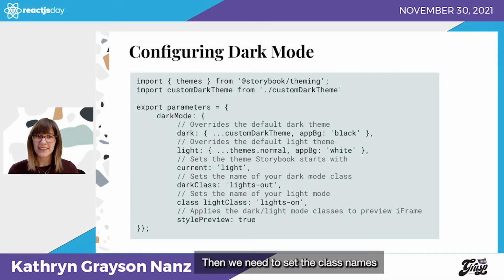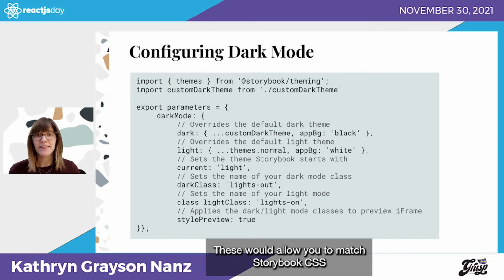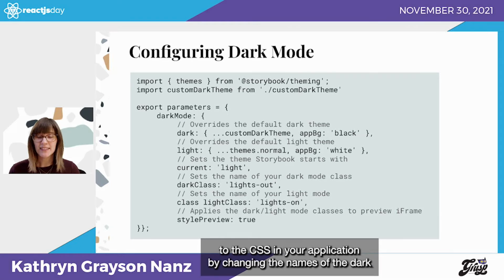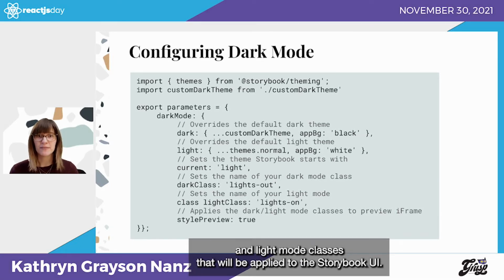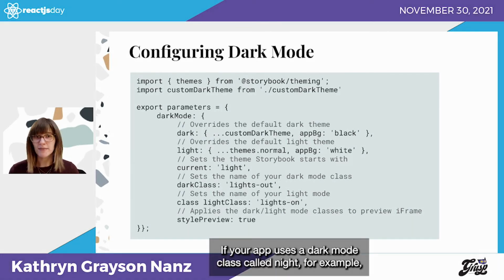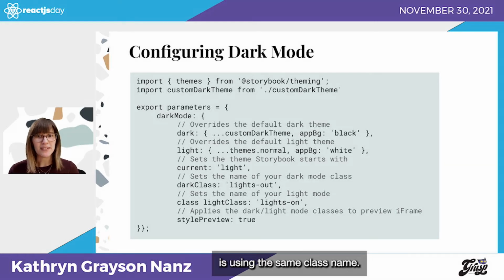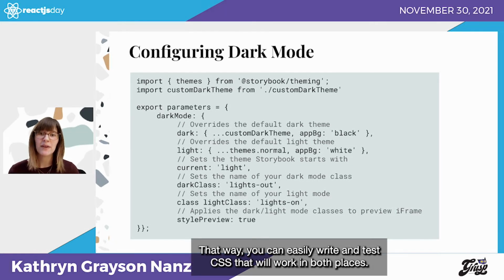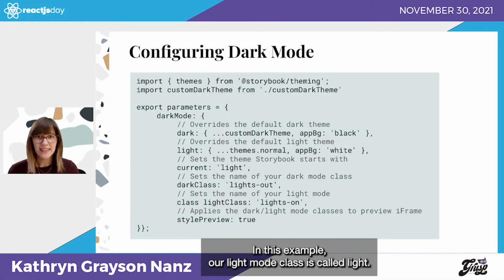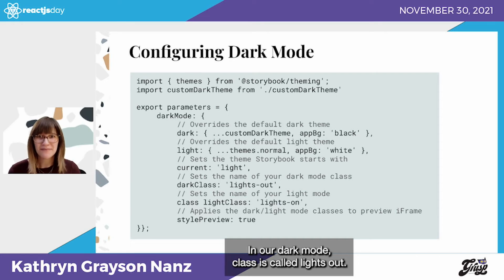Then, we need to set the class names for your dark and light modes with dark class and light class. These are what allow you to match Storybook CSS to the CSS in your application by changing the names of the dark and light mode classes that will be applied to the Storybook UI. If your app uses a dark mode class called Night, for example, you want to change that here and make sure that Storybook is using the same class name. That way you can easily write and test CSS that will work in both places. In this example, our light mode class is called Light, and our dark mode class is called Lights Out.